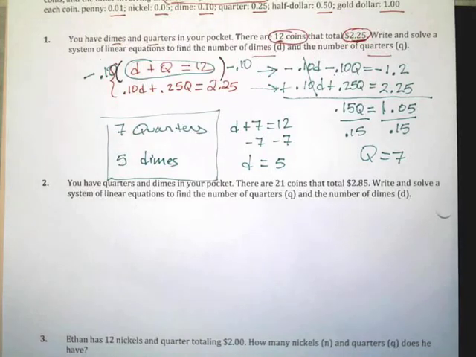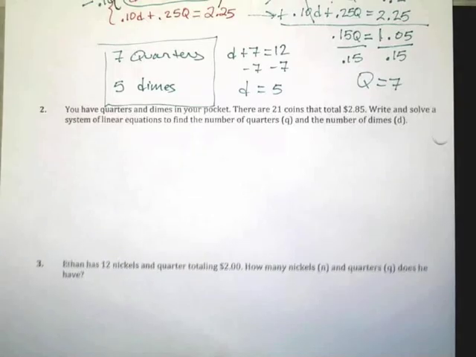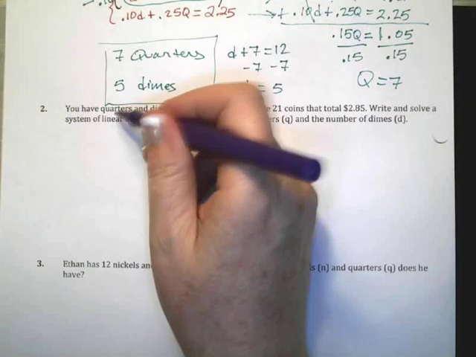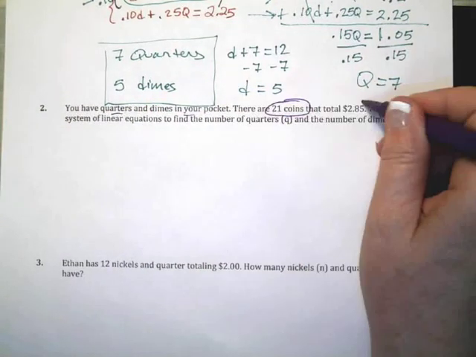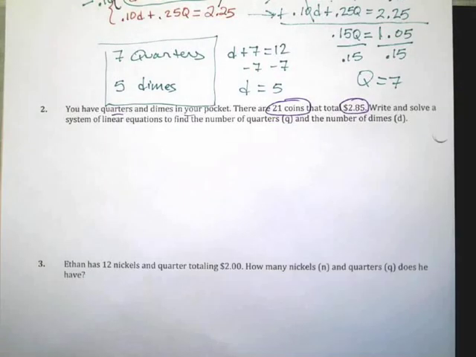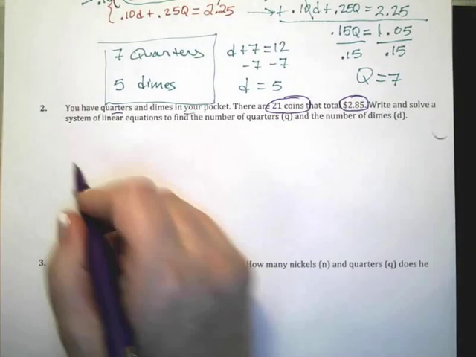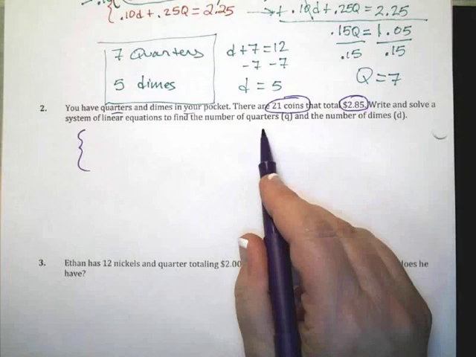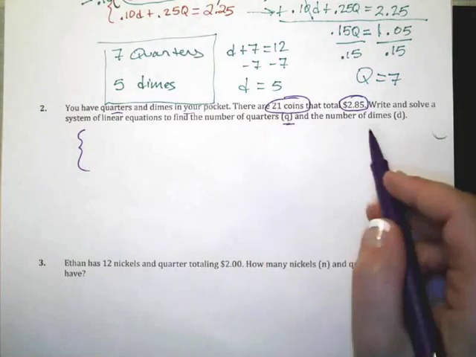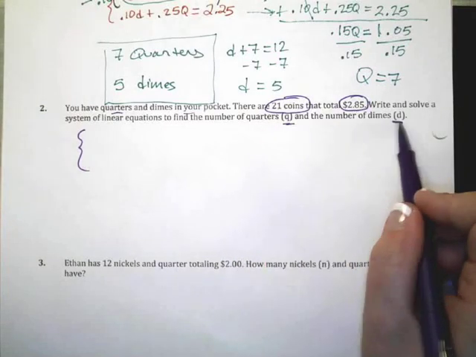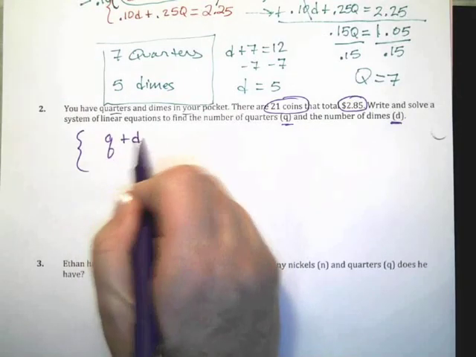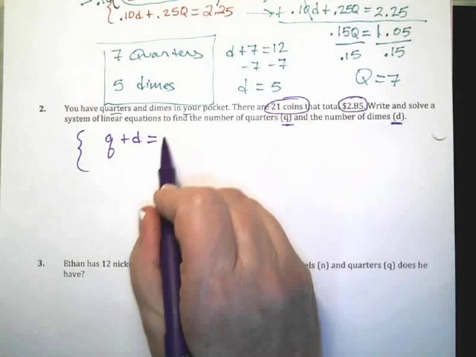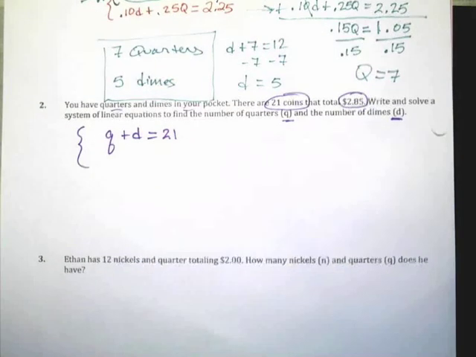All right, let's take a look at this second example. You have quarters and dimes in your pocket. There are 21 coins that total $2.85. We're going to go ahead and write and solve a system of linear equations to find the number of quarters and the number of dimes. So we have quarters and dimes. The total number of coins is 21.